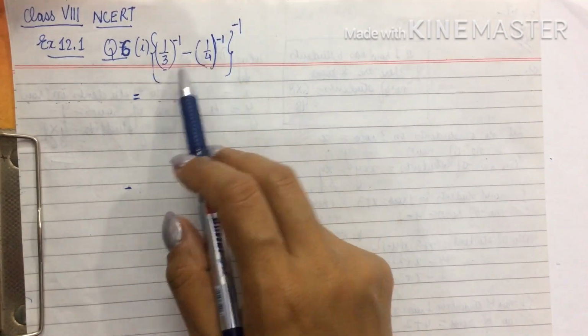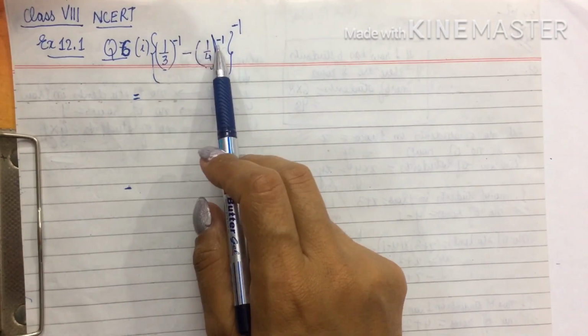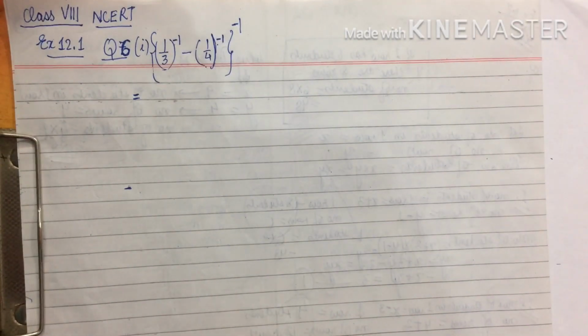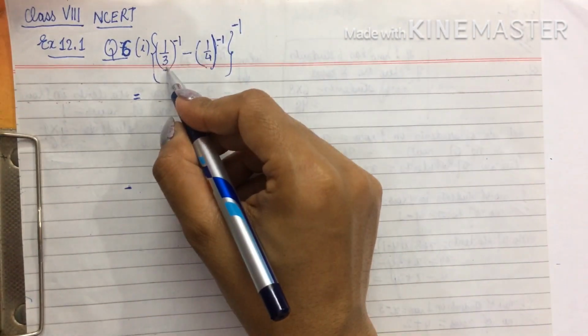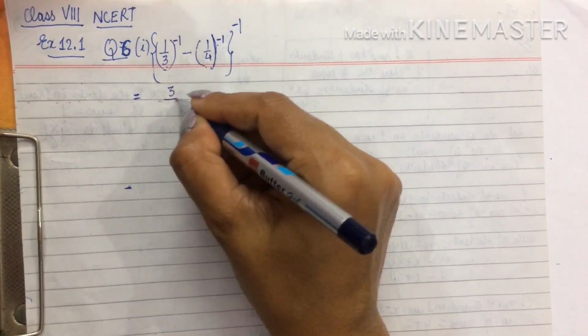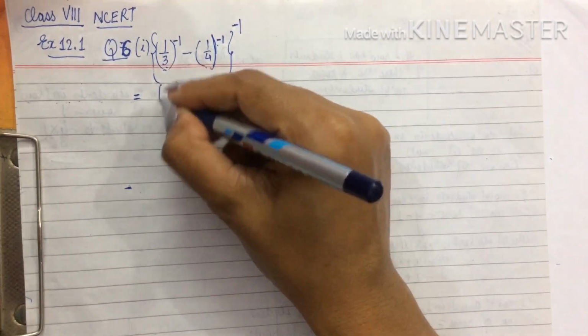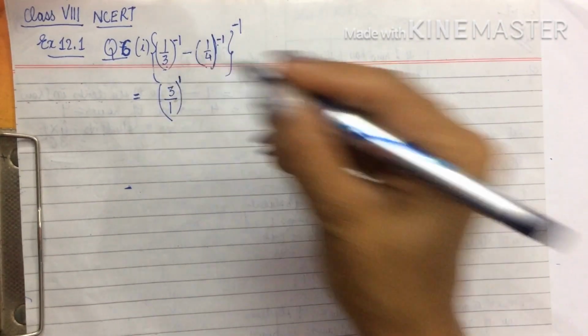To solve these two round brackets, we want to solve the exponent, which is a negative number, but we cannot solve a negative exponent. We would first like to convert it into a positive exponent, and then we can simplify. To convert a negative exponent into a positive exponent, we need to write down the reciprocal of the base. So the base here is 1 by 3. Its reciprocal will be 3 by 1, and the power from minus 1 becomes plus 1.